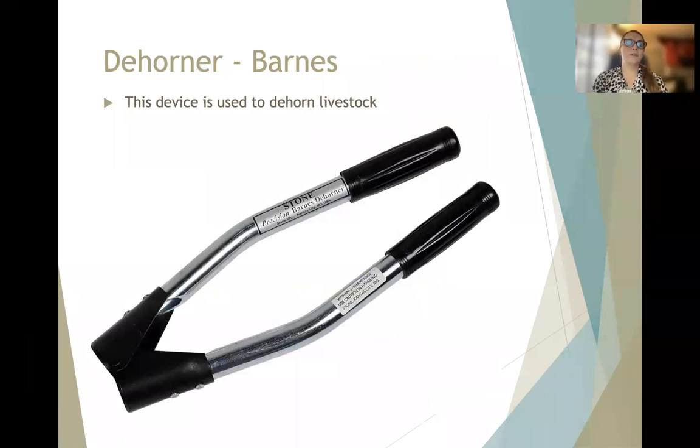So this is a Barnes dehorner, and this is a device that is used to dehorn livestock. Now, this dehorner is not as common because it's kind of like a plier. It has a pinching motion at the bottom, and if used incorrectly, it can be really detrimental to the patient. They could lose a lot of blood, and it has to be used on a young patient. We don't want to be using it on adult patients.